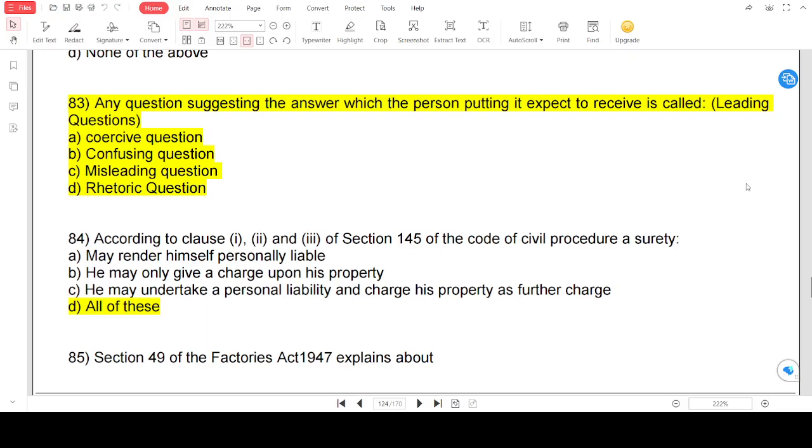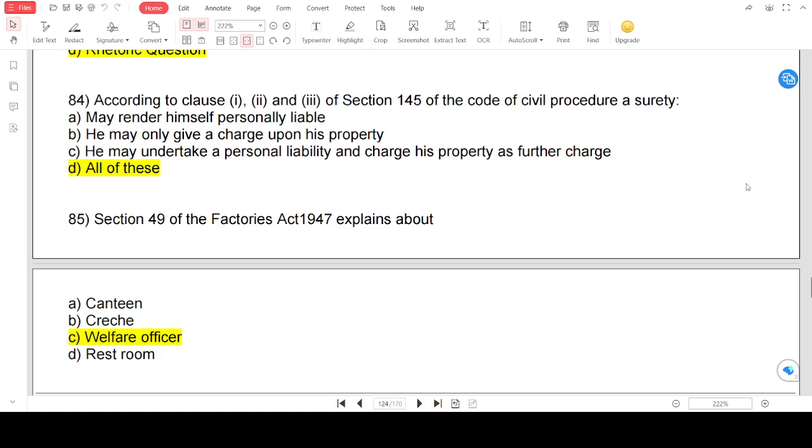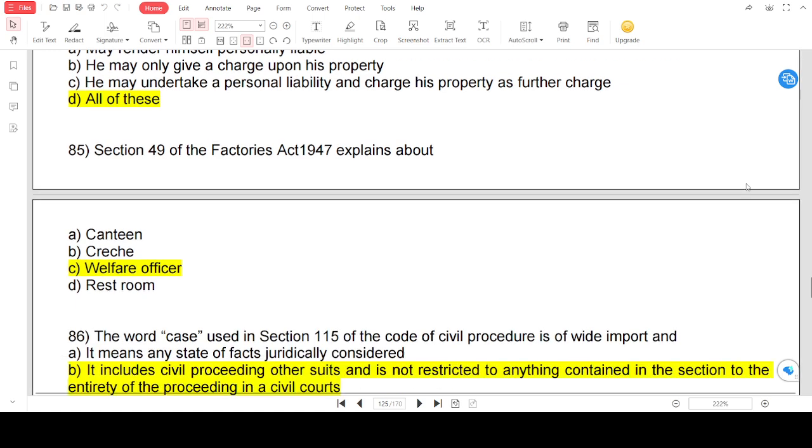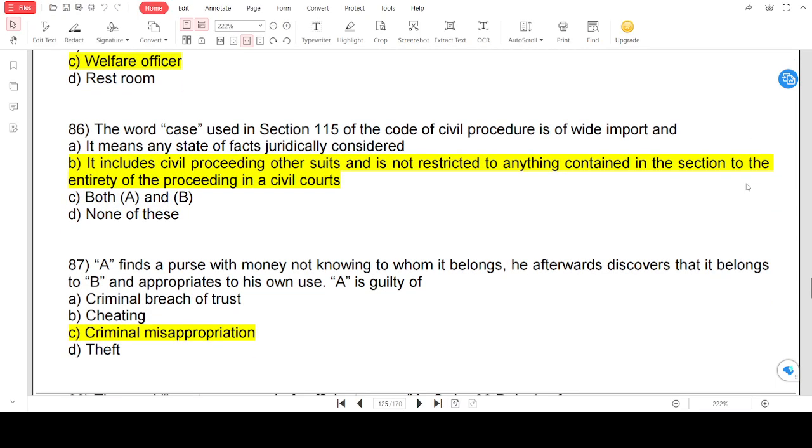Procedure, a surety may render himself personally liable. He may give a charge upon his property. He may undertake a personal liability and charge property as further charge. Section 49 of the Factories Act explains about the welfare officer. The word case under Section 115 of the CPC is of wide import and it includes civil proceedings, other suits, and is not restricted to anything contained in the section to the entity of the proceedings in a civil court.